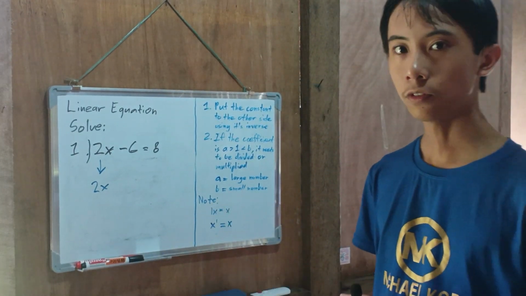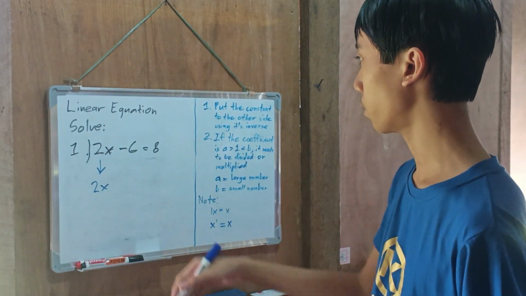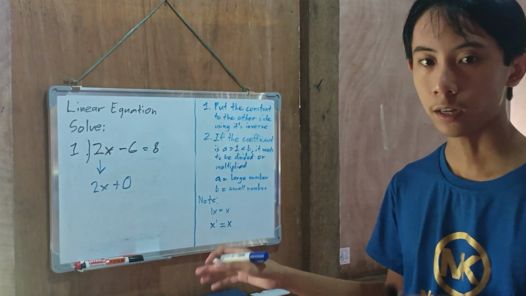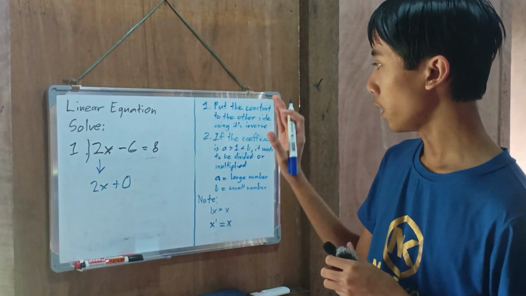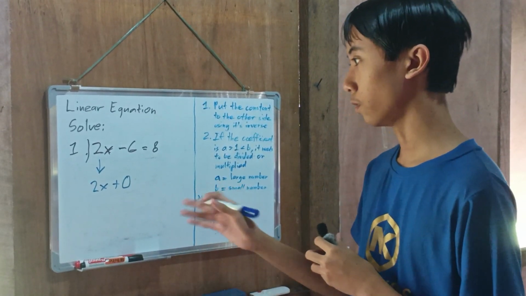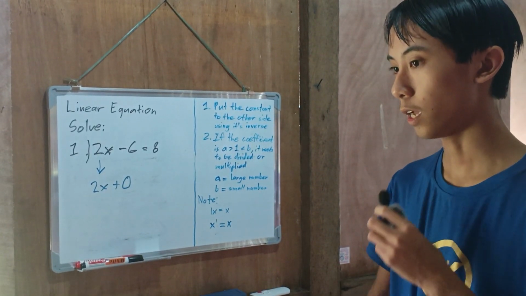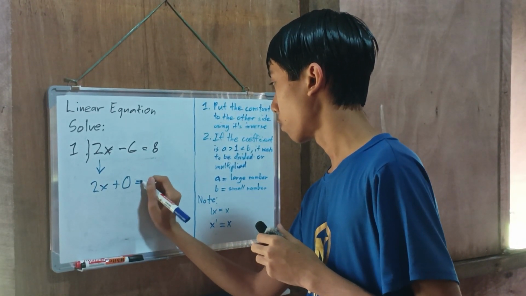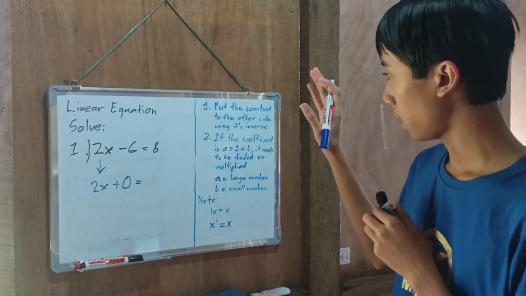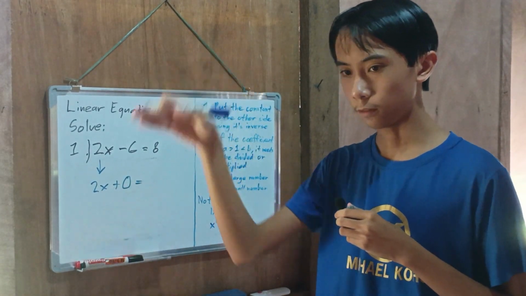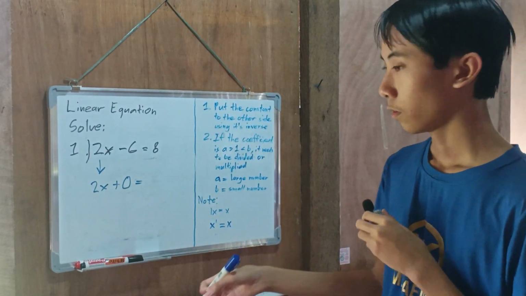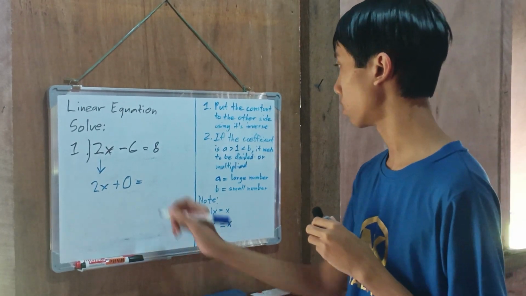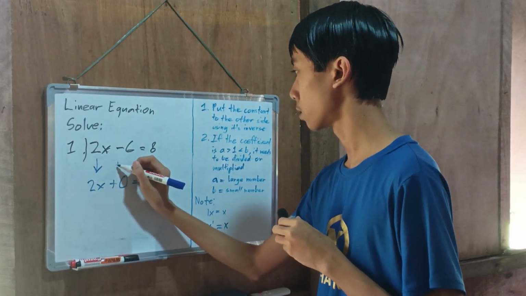The technique of solving a linear equation is to bring down 2x, then add plus 0. The reason we do that is because we need 2x to be alone to be solved for the missing number. And now, what could be a number that could add to negative 6 so that equals 0? Well, the opposite of negative 6 is positive 6. So we're going to add both sides by 6.